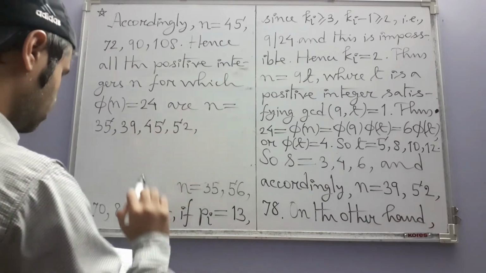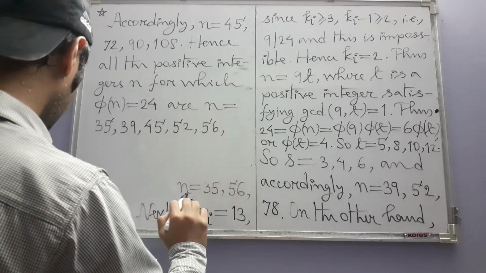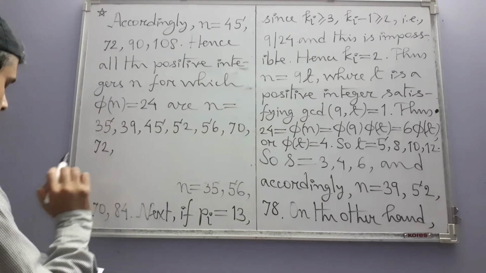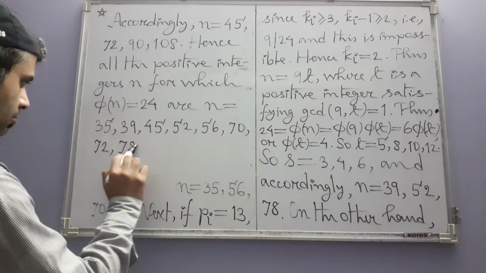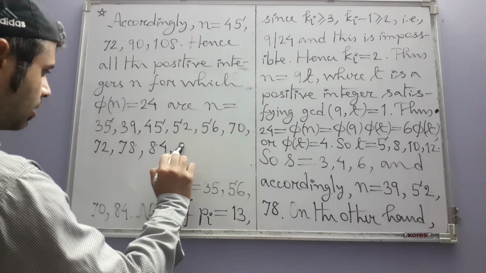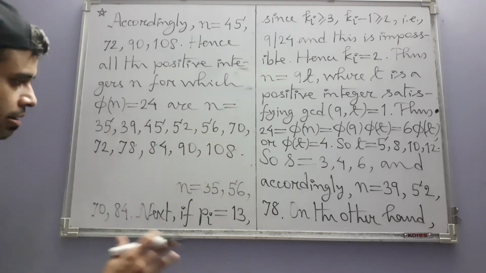35, 39, 45, 52, 56, then 70, 72, 78, 84, 90 and 108. Let us now just see.